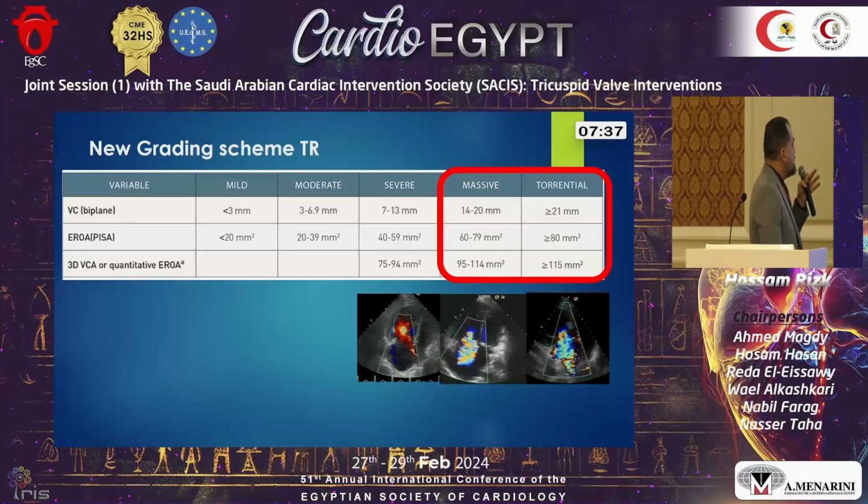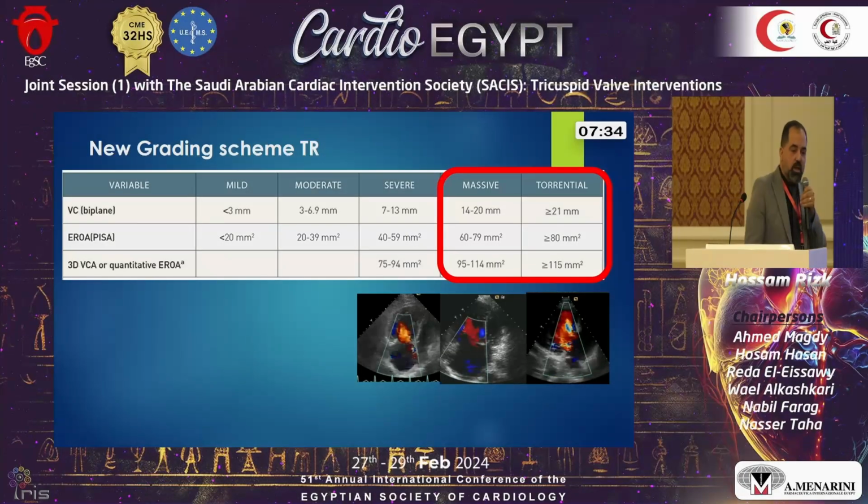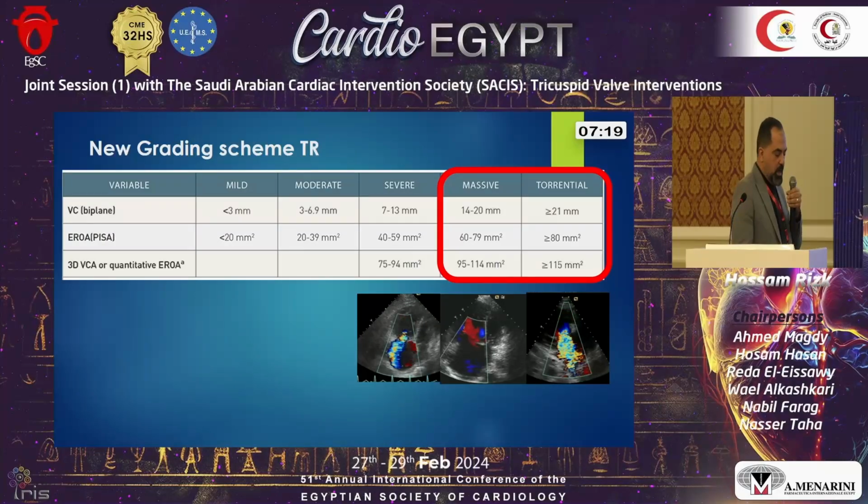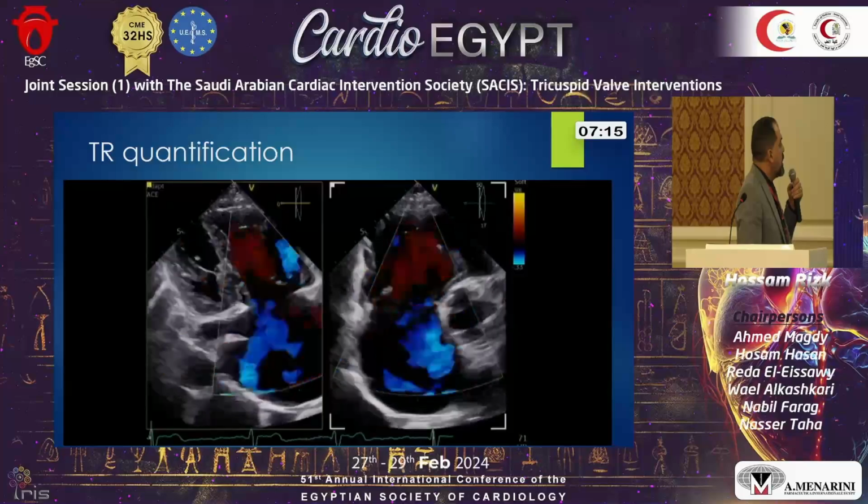And here is the assessment of the severity of the tricuspid regurgitation, and we add on two more severe categories above the conventional grading of mild to moderate to severe. We have the massive and torrential, although their implication in the intervention and in the application is still limited.